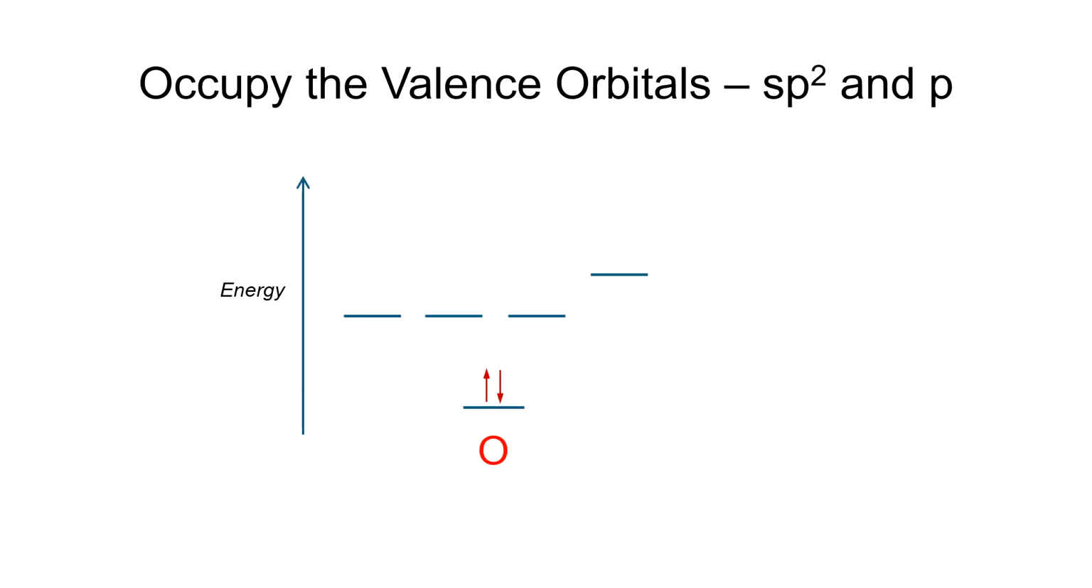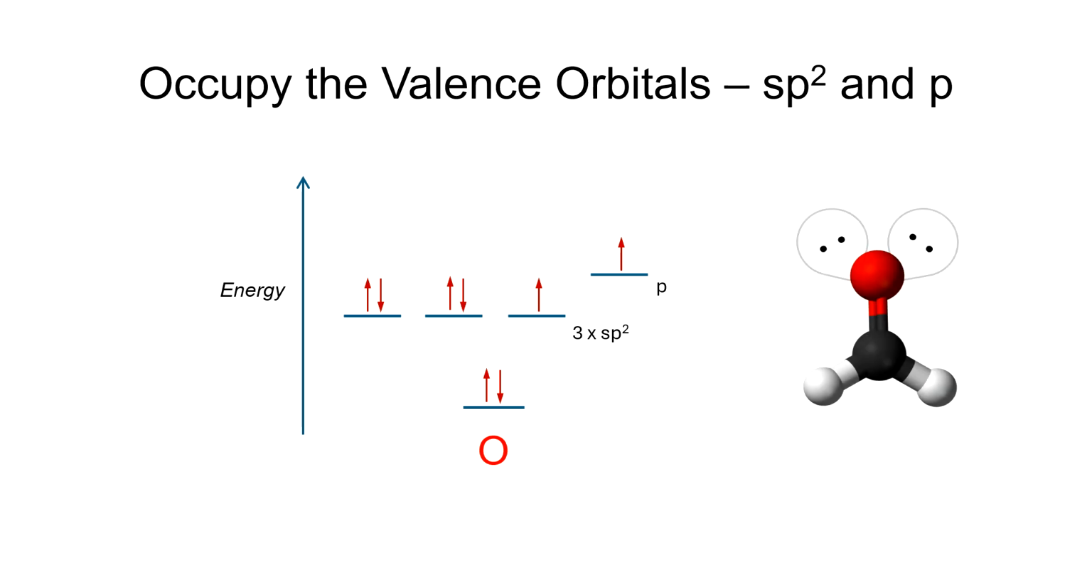Occupying the orbitals in sp2 oxygen begins with the hybrid orbitals and then the slightly higher p orbital. The 5th and 6th electrons then must double up in the lower energy hybrid orbitals. This gives us 2 lone pairs, a single electron for a sigma bond and a single electron for a pi bond.